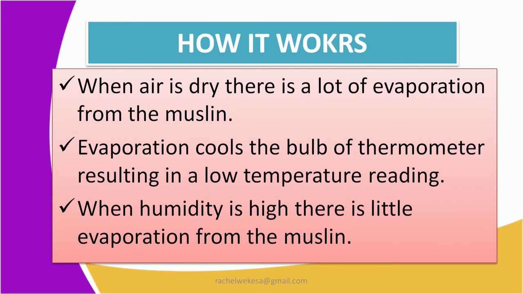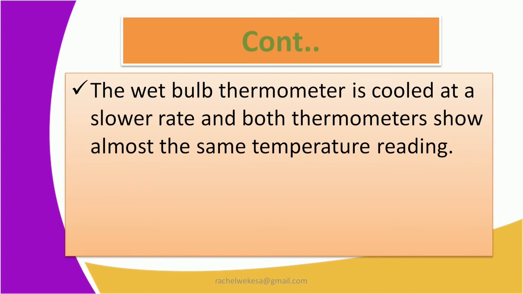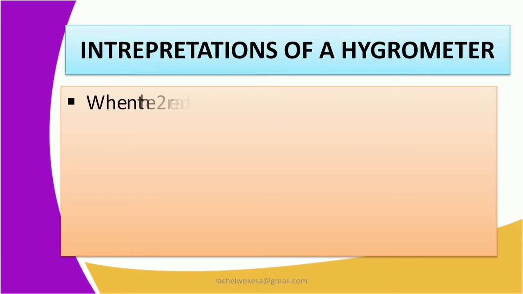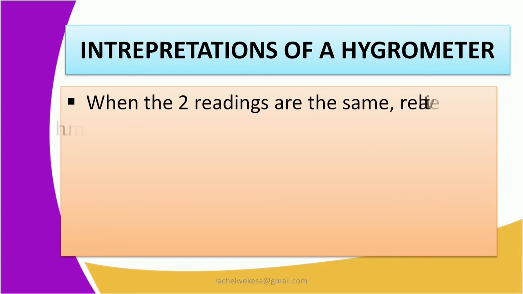So when the humidity is high in the atmosphere, the wet bulb thermometer is going to be cooled at a slower rate, and both thermometers will show the same temperature reading. So this is how the hygrometer works. It's just a simple way. You can as well visit a meteorological site around your place, or in Dagoretti, where you have the headquarters of meteorological sites.